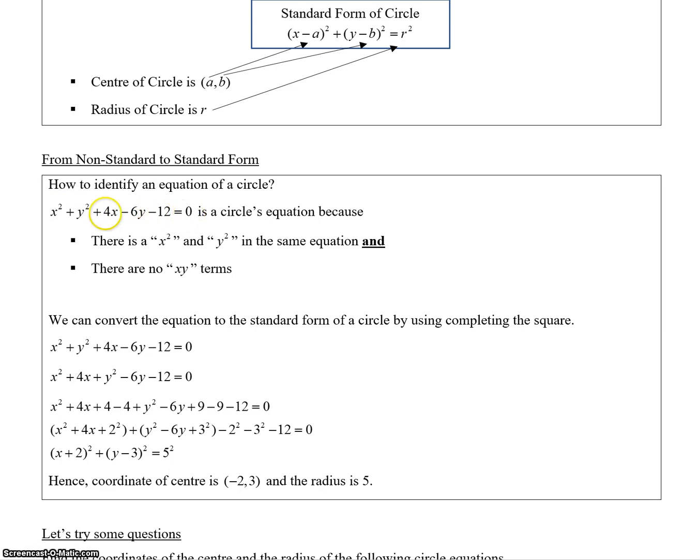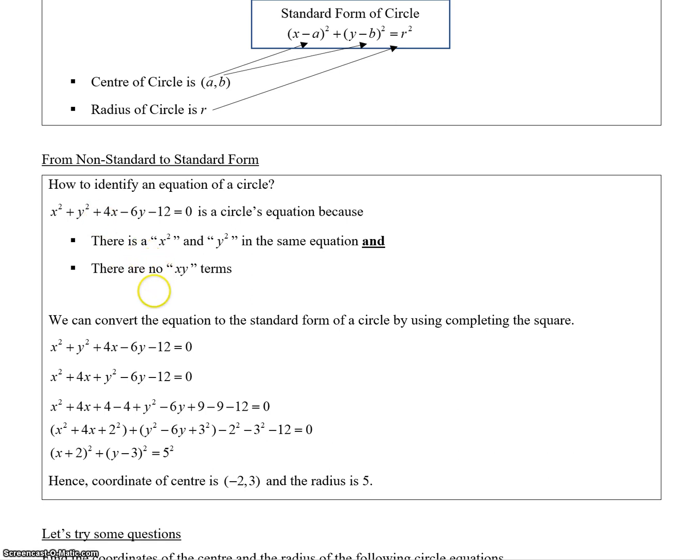So how do you see? The telltale sign is this. There's an x squared and a y squared in the formula, and in addition, there's no xy term. You can see that in this equation you only have x, y, x squared, y squared, but there's no xy term. So these are the telltale signs that this is a circle equation.